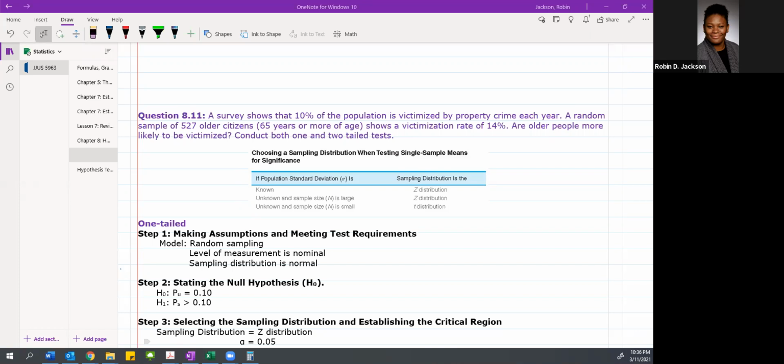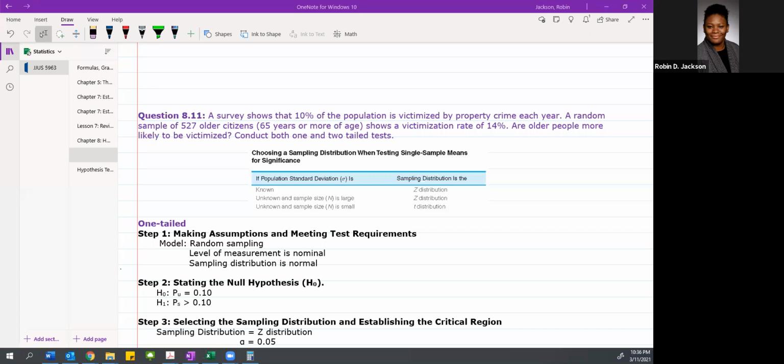I believe I should be able to complete the next three questions all in one part, because question 8.11 is actually a two-part question. It wants you to conduct both a one-tailed and two-tailed test, and there's something I'm going to point out and show you, and it'll actually make things a little shorter.